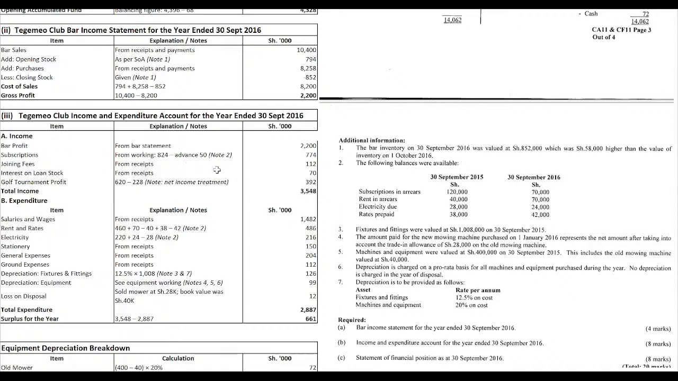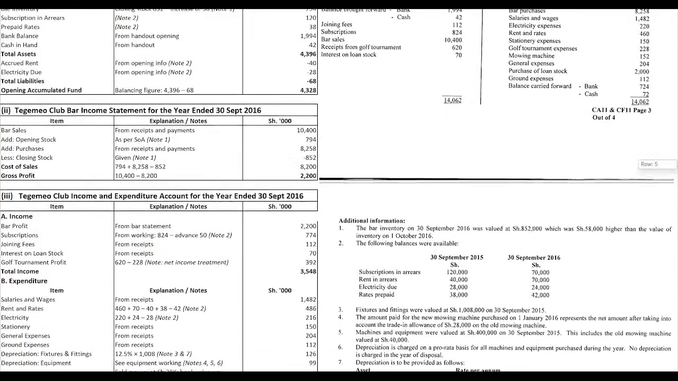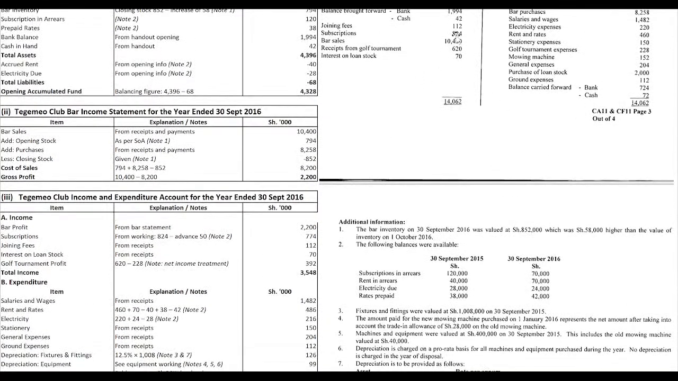Then we have subscriptions. So we had subscribed for 824, as we can see here, but we have been given that there is an advance for 50. So we have 120 in 2015, and also we have 70 in 2016. So when you provide the subscriptions account, you are going to get an advance of 50 here. So that we have to subtract from the 824 to get 774.